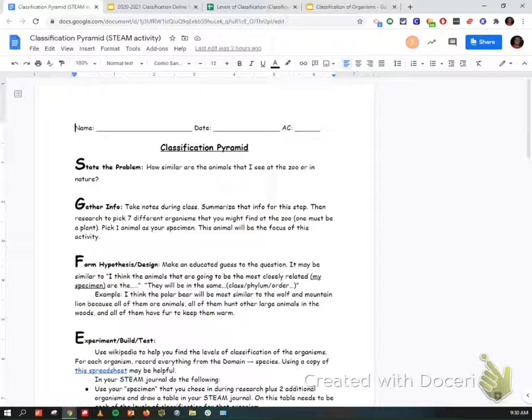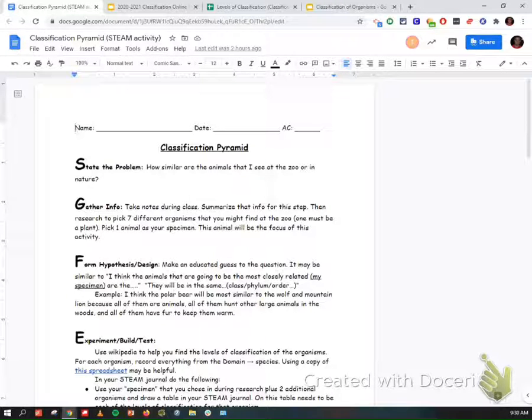All right, so let's go ahead and do the G, gather information. Let's read. It says, take notes during class. Summarize that info for this step. Then research 7 different organisms that you might find at the zoo. One must be a plant. You could also do a fungi if you'd rather do that. Then it says pick one animal as your specimen. We'll get to that in a second. But let's go ahead and review what we've talked about in class before.